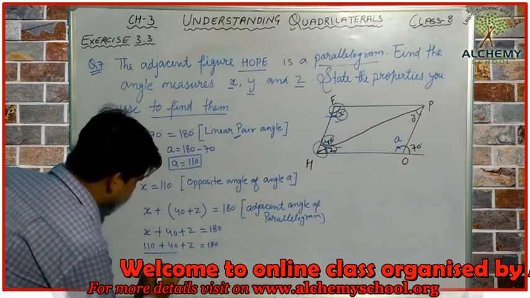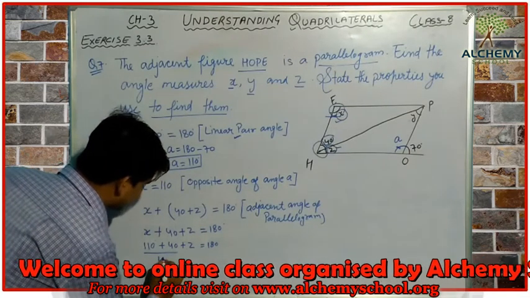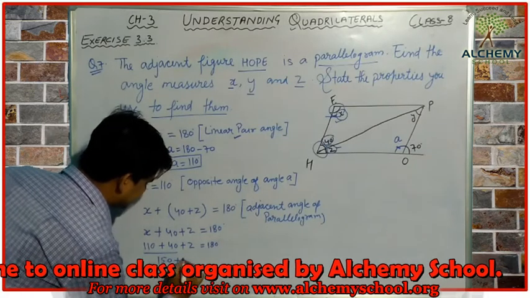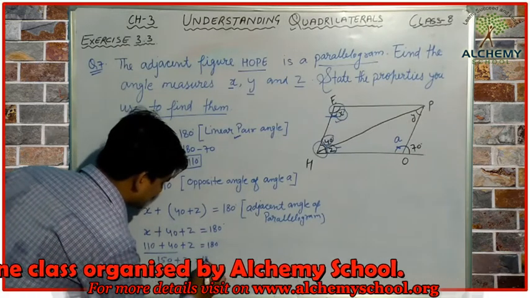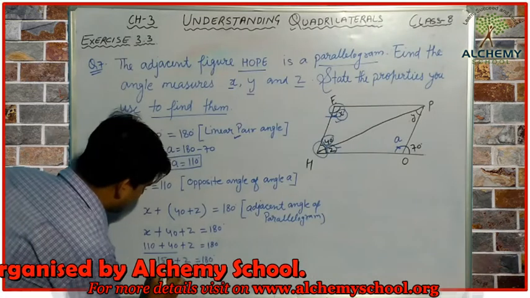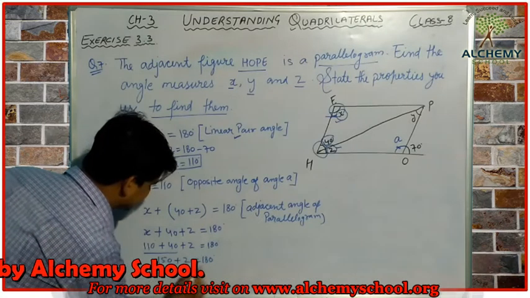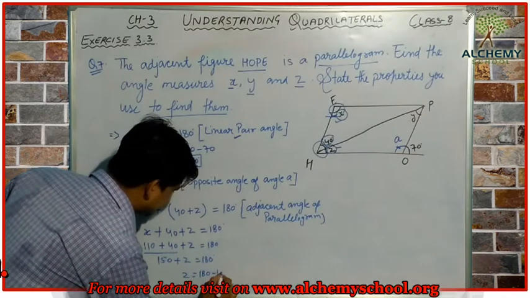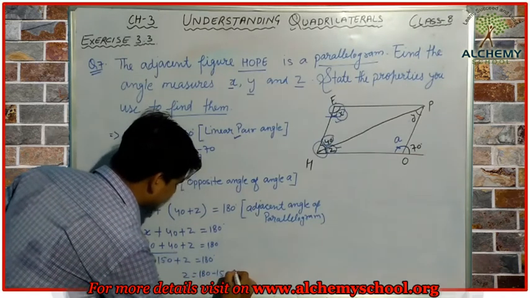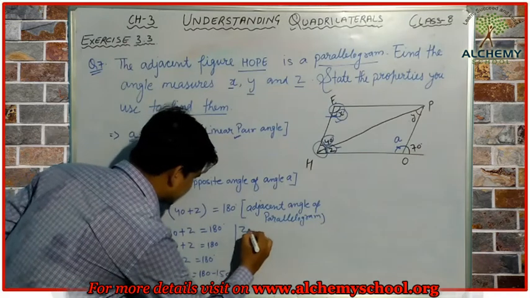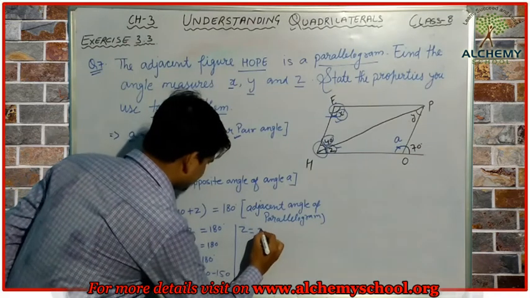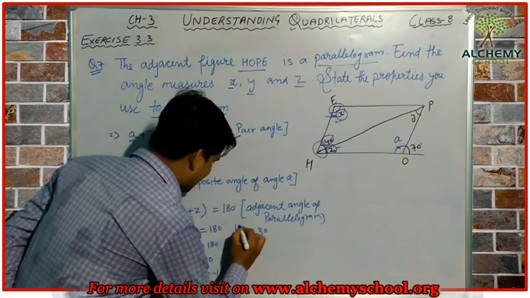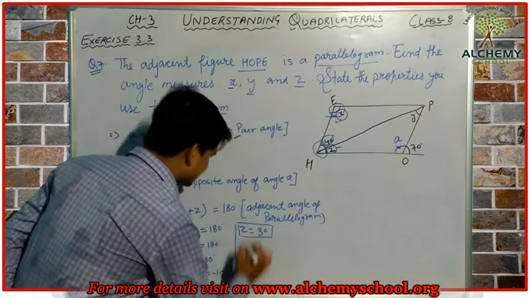These two values can be added and we get 150 plus z is equal to 180 degrees. Now we take this 150 to the other side. So z is equal to 180 minus 150. We get the value of z. z is equal to 30 degrees. So now we have the value of z as 30 degrees.